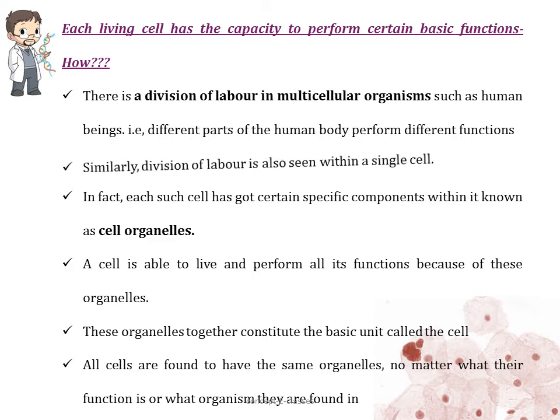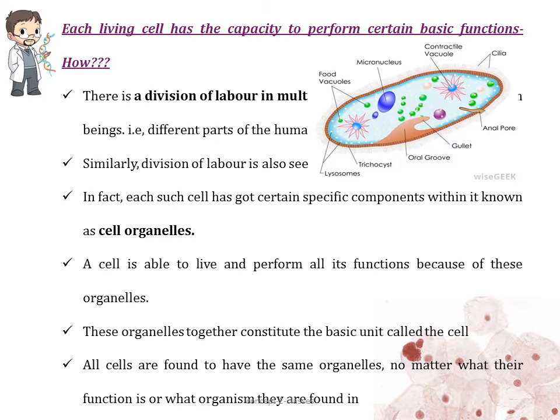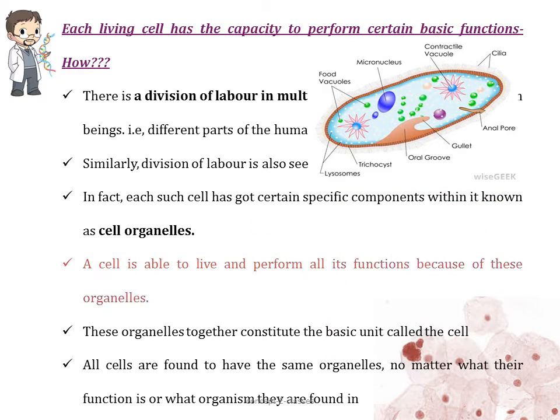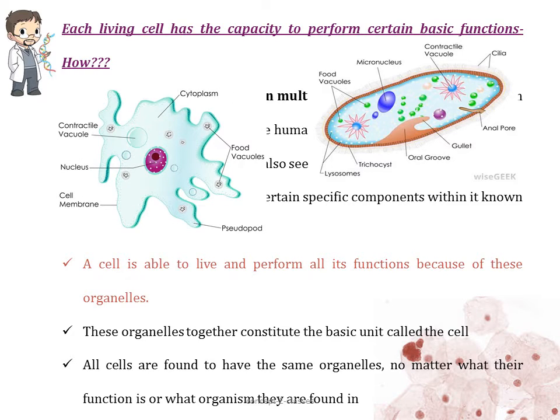Similarly, the division of labor is also seen within a single cell. In fact, each such cell has certain specific components within it known as the cell organelles. That is, each cell has certain kinds of organelles that perform different types of functions, like making a new material or clearing up the waste. Say for example, the lysosomes clear up the waste. Mitochondria will help for respiration. So a cell is able to live and perform all its functions because of these organelles.